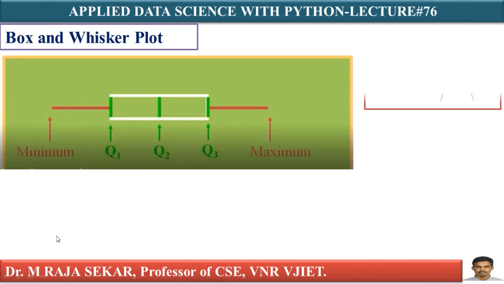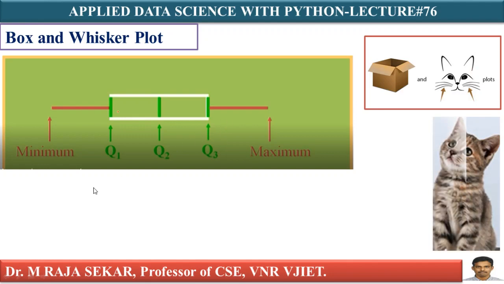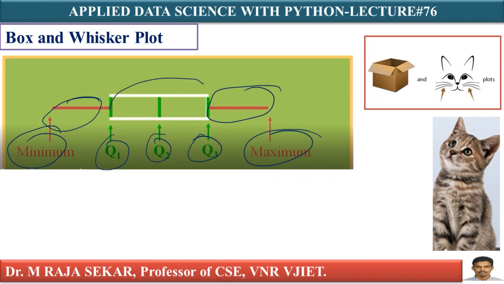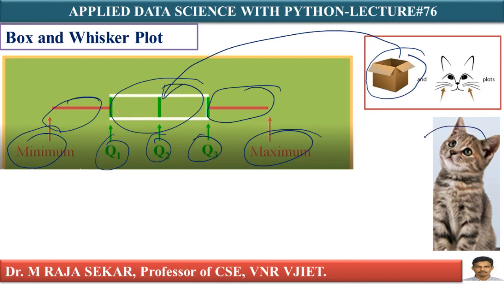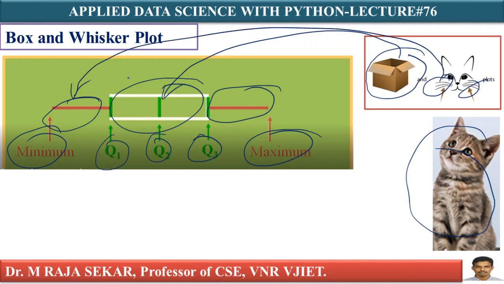Why are people calling it a box and whisker plot? Just see this diagram. As I told you, there are 5 measures: minimum, maximum, Q1, Q2, Q3. There are quartile 1, quartile 2, quartile 3. This is the left whisker, this is the right whisker, this is the box. You are adding the box. This is the box, isn't it? What are the whiskers? You can see a cat. These are the whiskers of a cat. This is the left whisker, and this is the right whisker, isn't it?